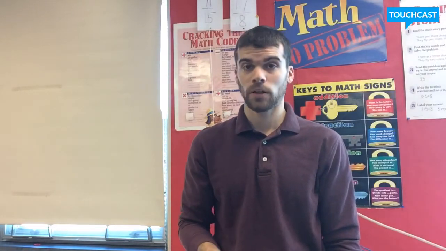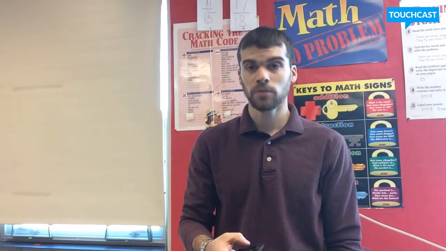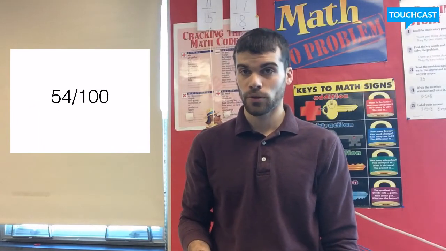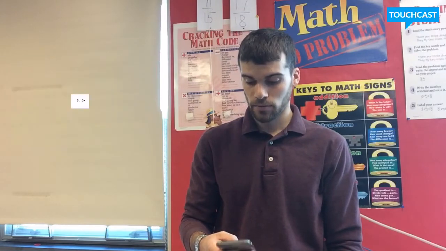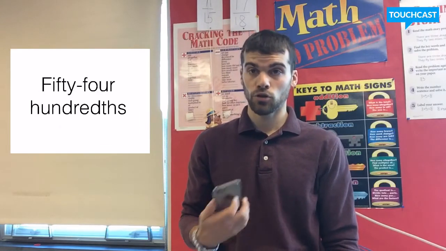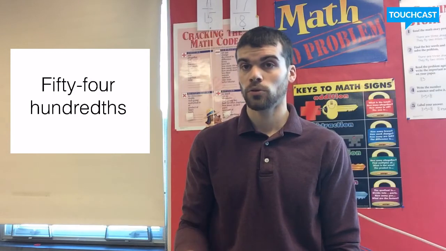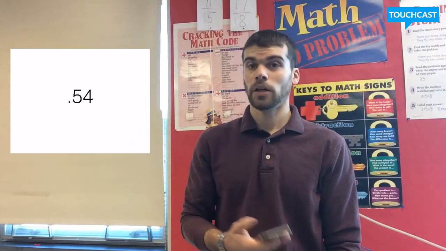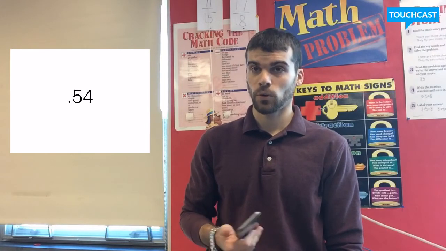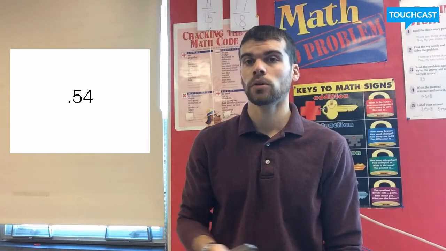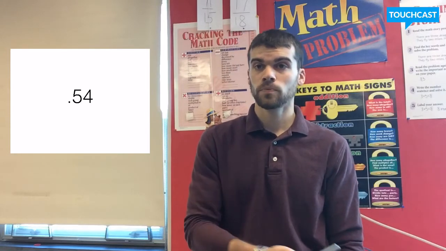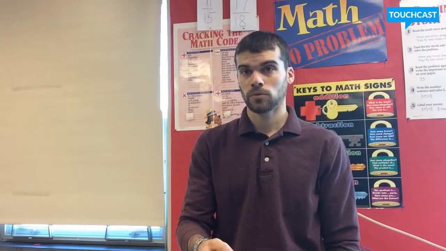So we looked at tenths first. The next decimal place value that we have would be hundredths. So here we have 54 hundredths. As I say that, I can visualize the decimal or the numeric way of writing this. 54 hundredths is, as you can see there, 0.54. So again, I have converted from a fraction to a decimal.